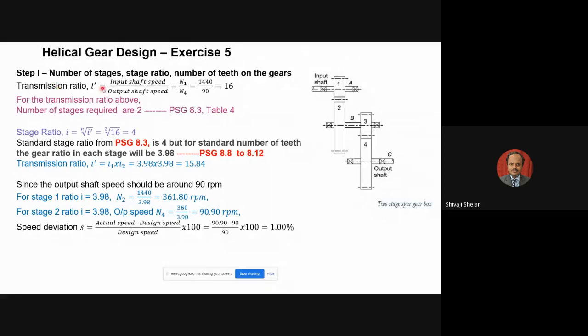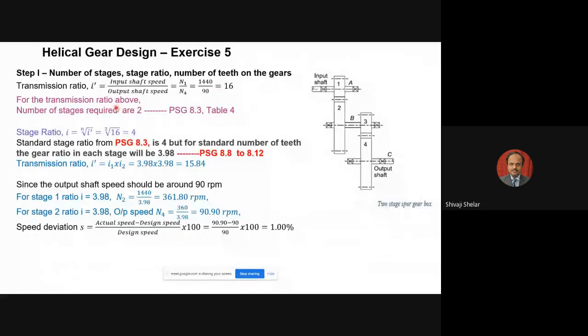So this transmission ratio i' is equal to input shaft speed upon output shaft speed. At this moment, we don't know whether it's N4 or NN. Let's assume, at this moment, maybe two stages will be there. Let's evaluate whether exactly two stages or three stages. So N1 upon N2, that is the input speed upon output speed, we get the transmission ratio as 16.